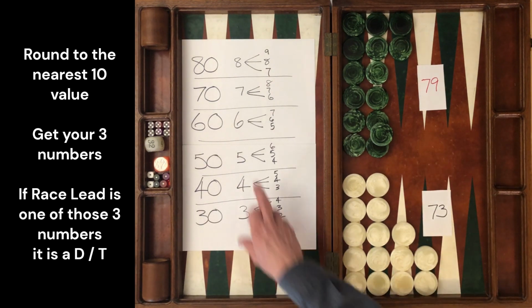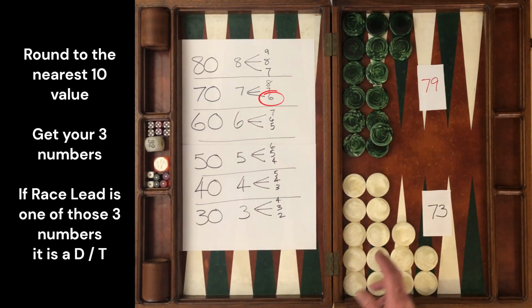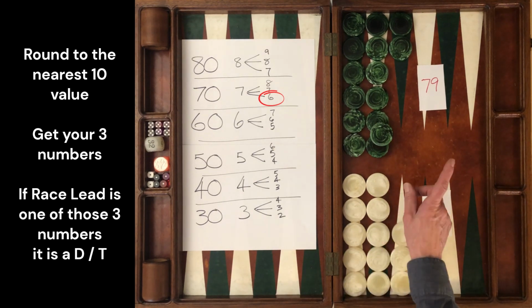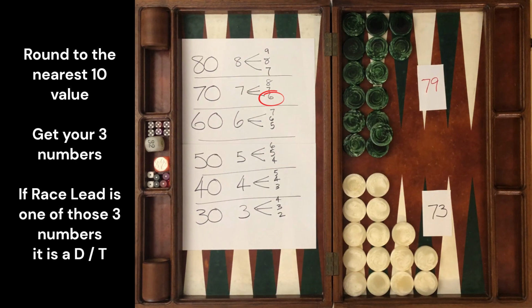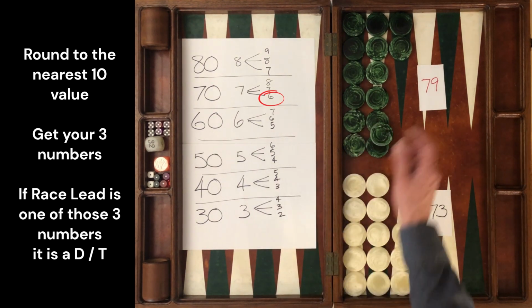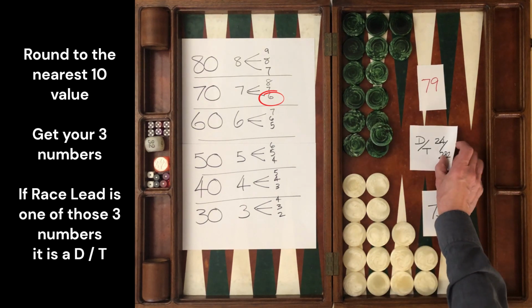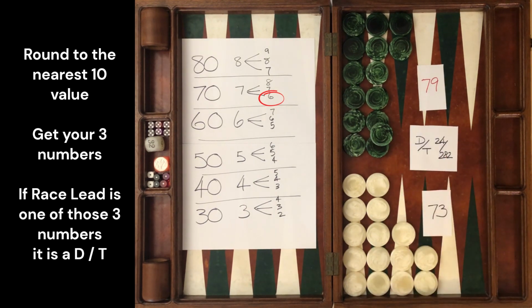We have a pip lead of 6, which is on the low end of this, and it should be a double take. It's on the low end of it with a higher pip count, so this should be a very, very easy take for our opponent. The actual answer is a double by 24, take by 282.